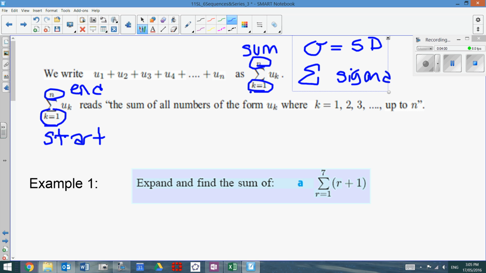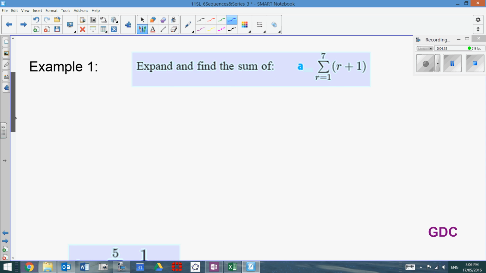When I read this out loud, I say the sum of all the numbers in the form of u sub k, which could be any expression we are given, and k is going to change. It's going to start with whatever that first number is, so 1, 2, 3, and it's going to go all the way up to whatever n is, which is our ending point. So n is going to be any positive integer, so it'll go up to some value that we can easily substitute in. Let's see how that actually works.